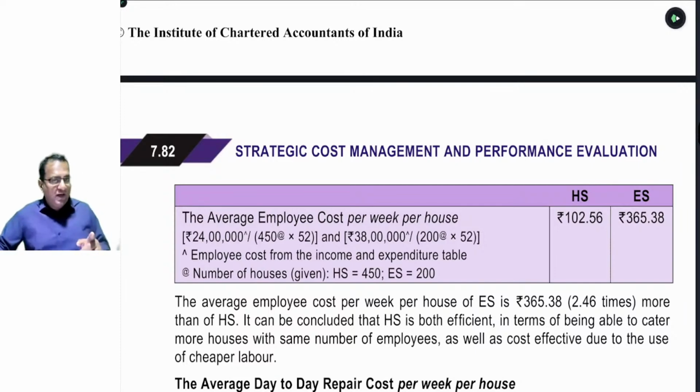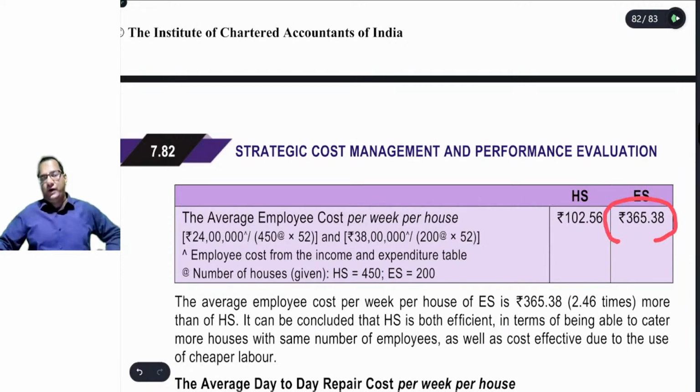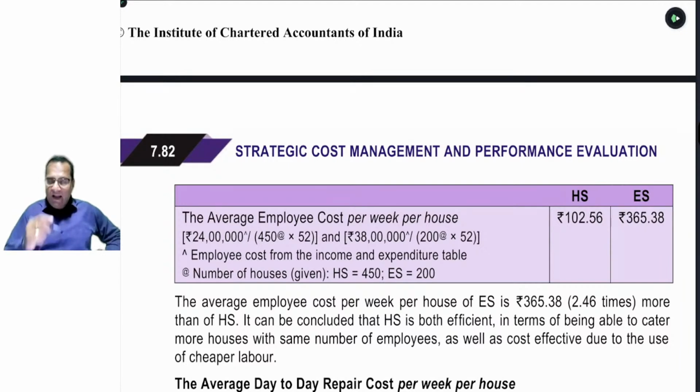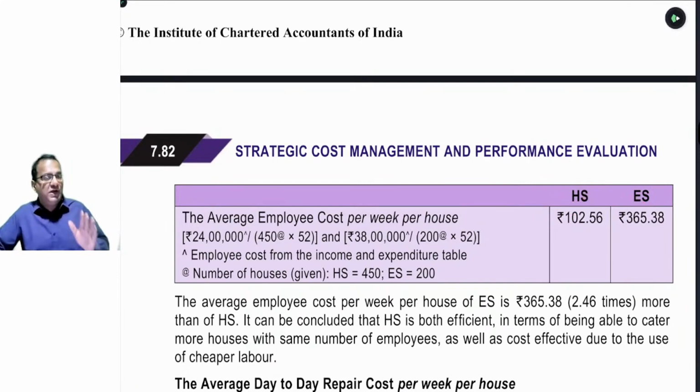So 24 lakh rupees incurred by us. We are having 450 number of houses multiplied by 52. So that will provide you the answer. Our employee cost is 102 rupees, while our competitor's employee cost is 365. So undoubtedly our efficiency is higher as compared to our competitor, almost 3.5 times the cost that has been incurred by our competitor for every house.